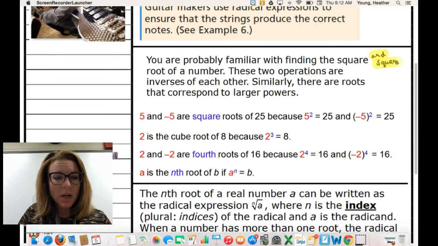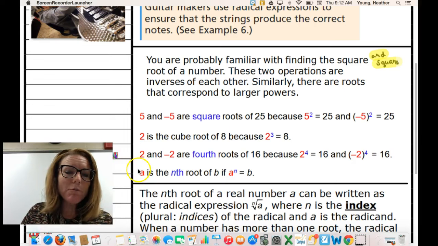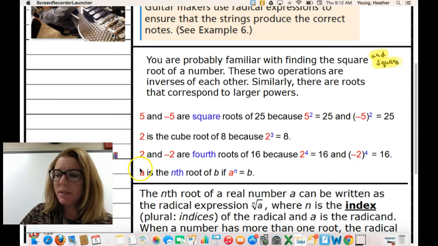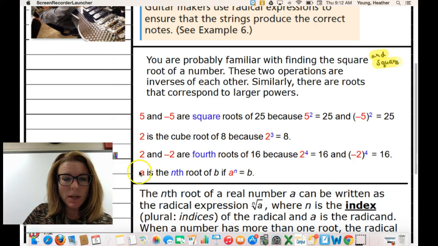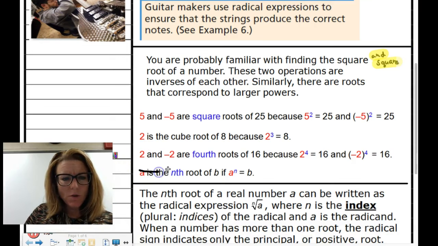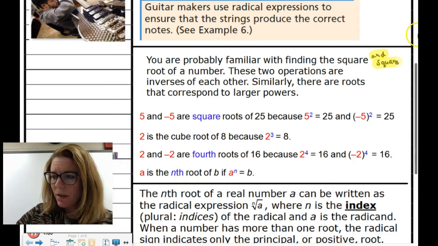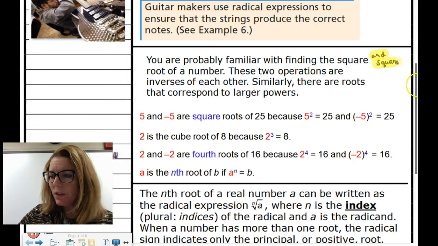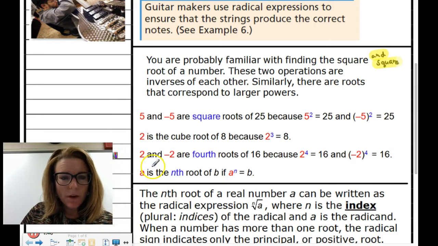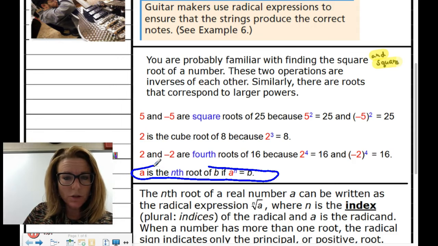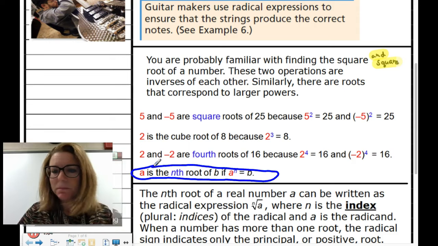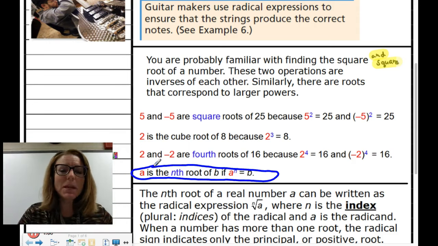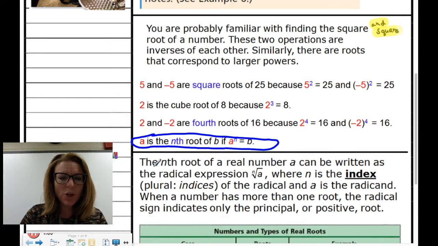That's very important. So right here, a is the nth root of b if a to the n is equal to b. I'm going to see if I can use the highlighting feature. No, the highlighting feature is not going to work for me. So that's all right. This is a new slate that I'm trying out to see if it works. And it works, it just doesn't let me highlight. Okay. So a is the nth root of b if a to the n is equal to b. That's important. We're going to go over examples.